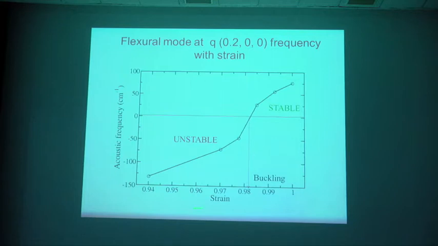In this part of the diagram, the graphene is unstable. It's unstable, meaning there is a rippling instability in graphene. And the rippled structure of graphene will be more stable in this part of the diagram. Right?